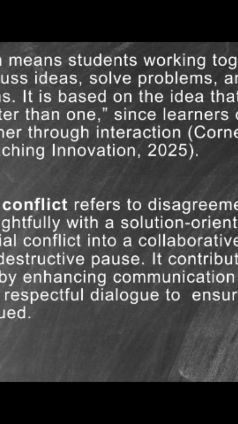So next is constructive conflict. It refers to disagreements that are managed thoughtfully with a solution-oriented approach, turning potential conflict into a collaborative opportunity rather than a destructive cause. This contributes to effectiveness by enhancing communication and trust through open and respectful dialogue to ensure everyone feels heard and valued. So constructive conflict means group members disagree, but instead of fighting, they listen, respect each other, and find a better solution.